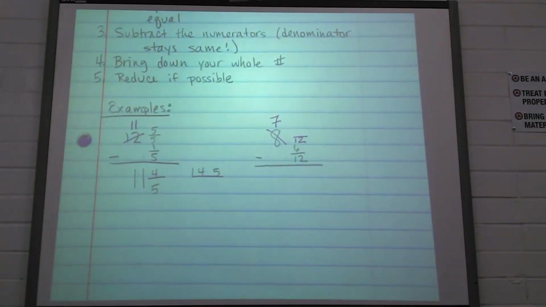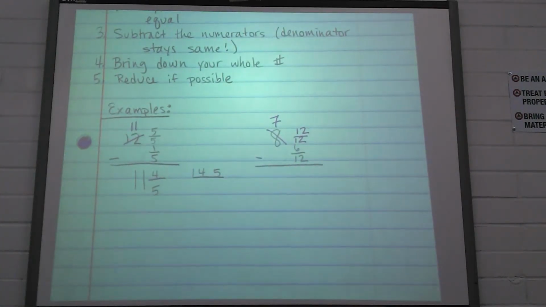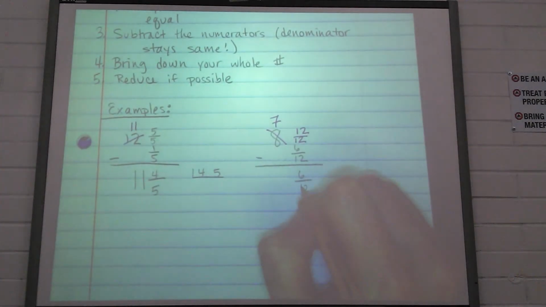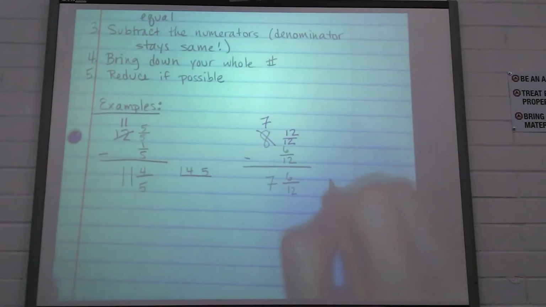And if I'm borrowing a whole, that means my top and bottom numbers are the same. 12 twelfths. And then the first example, it was 5/5. Now I can subtract. 12 minus 6 is 6. My denominator stays the same. Bring down my whole number. Am I done? Nope. That's right, I can reduce.